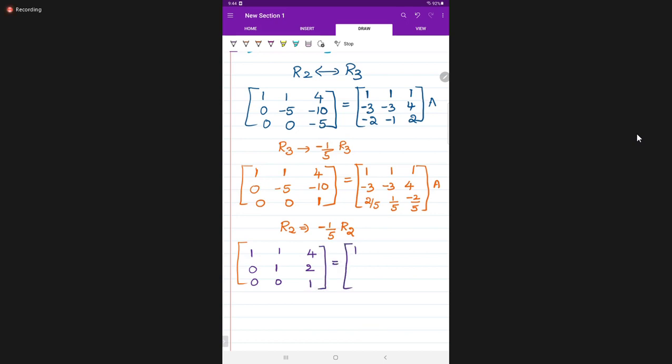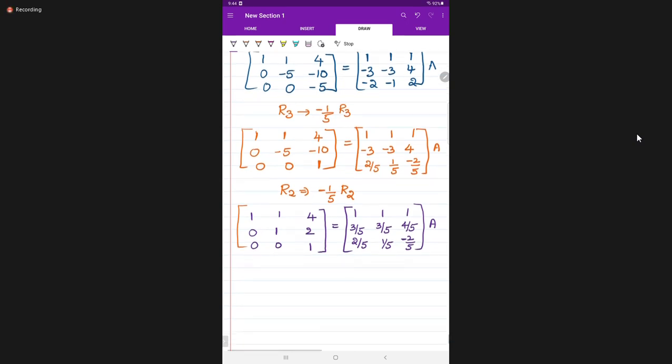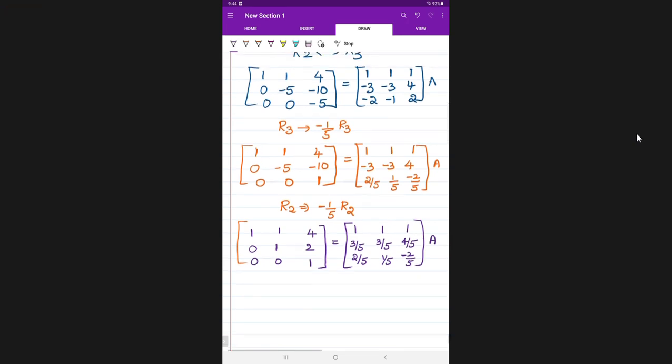Next. 1, 1, 1, 1. 3 by 5, 3 by 5. 4 by 5. 2 by 5, 1 by 5, minus 2 by 5 into A. Yes, ma'am. Next. First row, isn't it minus 1? Where is it minus 1? First row. Why is it minus 1? Ma'am, in that inverse, ma'am.